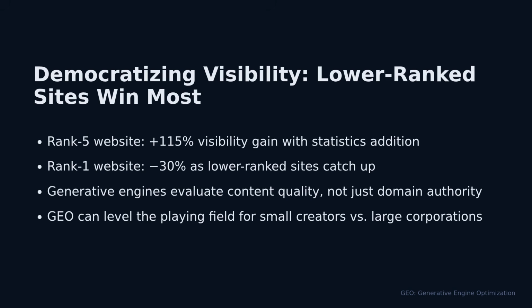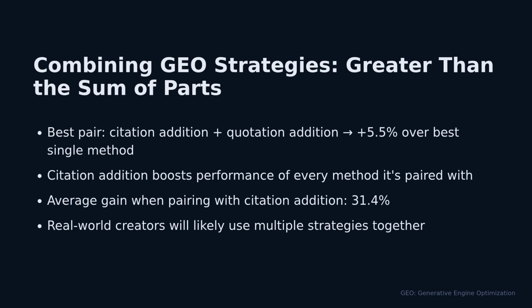Here is one of the most encouraging findings for small creators. When all 5 sources in a search result are optimized simultaneously, lower-ranked websites benefit far more than top-ranked ones. The statistics addition method increased visibility for rank 5 websites by over 115%, while the top-ranked website actually saw a decrease of about 30%. Generative engines judge content on its quality and presentation, not just its domain authority or backlink count. Combining strategies is even more powerful.